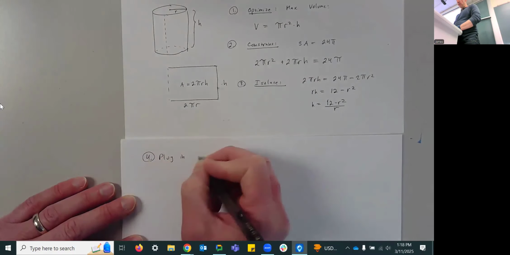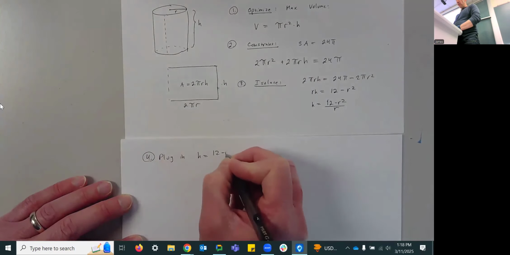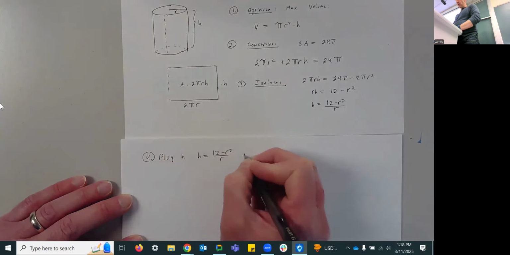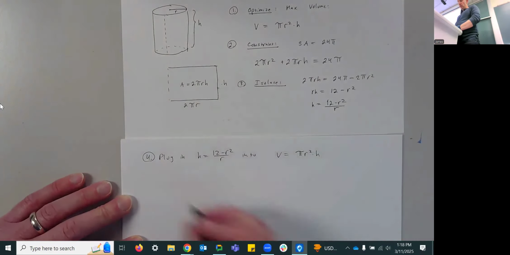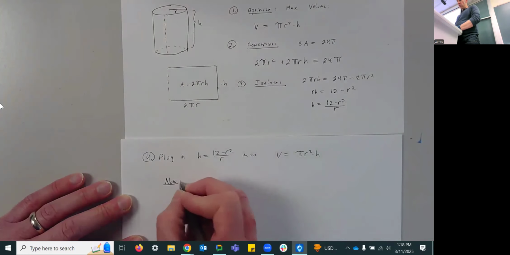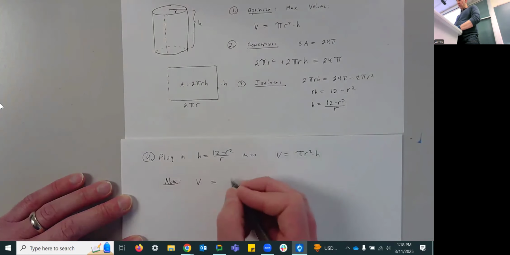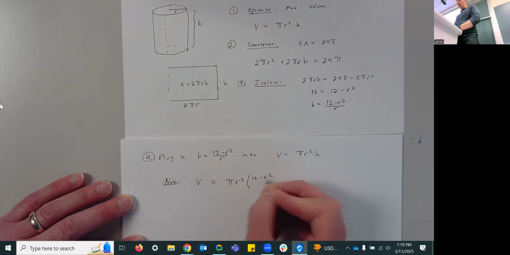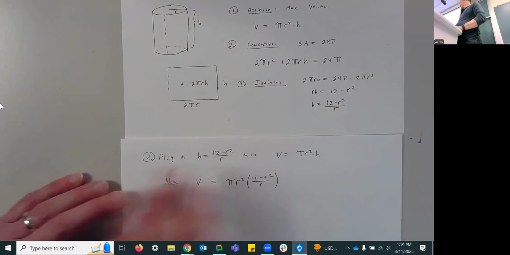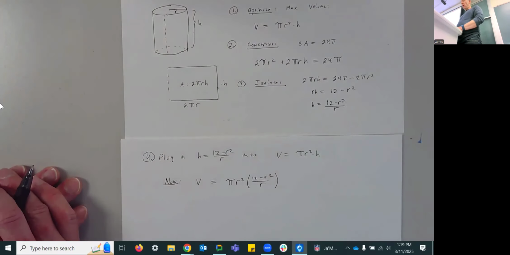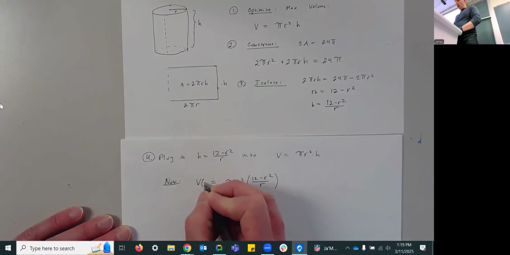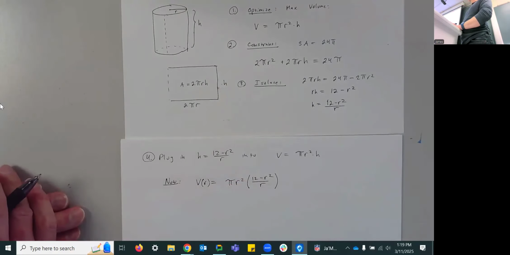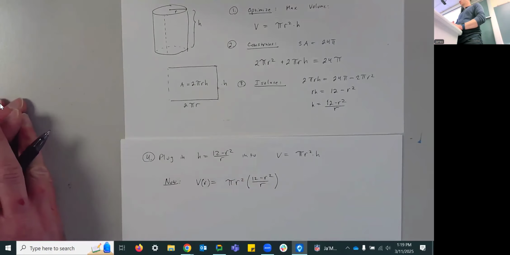Plug in H equal to whatever it's equal to into our volume equal to pi r squared times H. So now we have the volume is equal to pi r squared times (12 minus r squared) over r. A function of one variable. So often when we write this, we don't just write V, we write V of the variable that it's a function of. Not required, just worth noting.